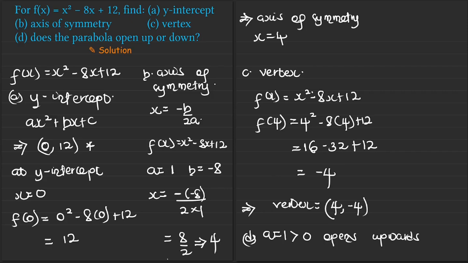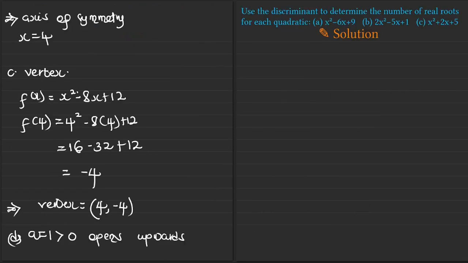So now let's solve a few more examples as well. This one will have to do with the discriminant. Our next question says: use the discriminant to determine the number of real roots for each quadratic. Our first one is x squared minus 6x plus 9. The second one is 2x squared minus 5x plus 1. Then we have x squared plus 2x plus 5. Let's start with the first one.